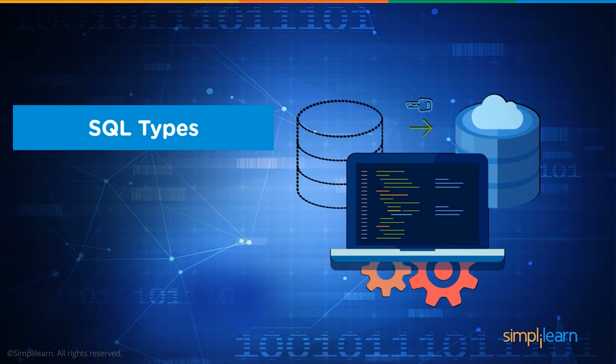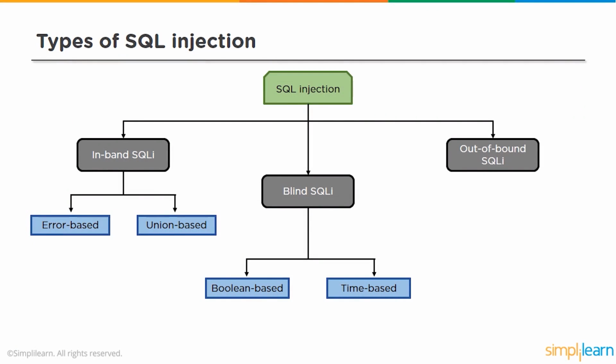So looking at that small demo, now let's look at what types of SQL injections are available. The first is in-band SQL injection. There are two subtypes within in-band: error-based injection attack and a union-based injection attack. The second type is blind SQL injection attack, where there's a Boolean-based and a time-based attack. And the third one is out-of-band SQL injection attack.